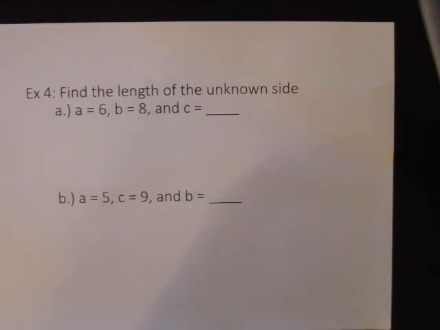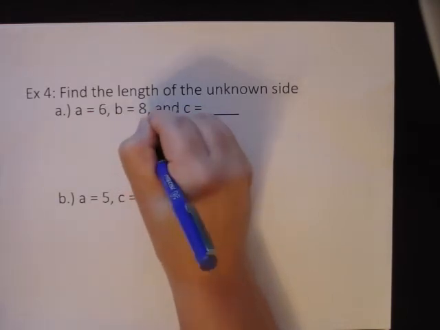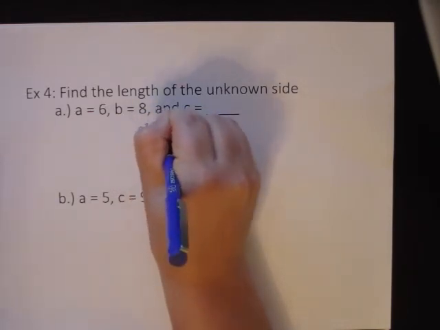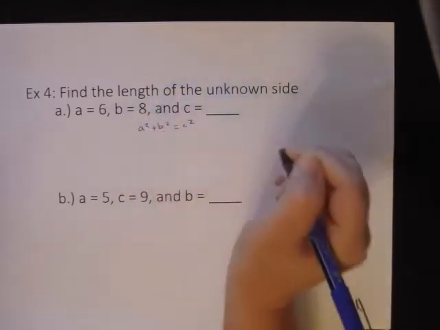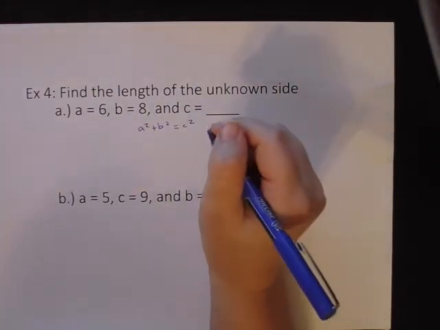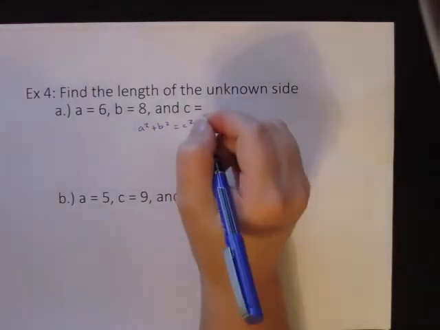Alright, so now what we're going to do is find the length of the unknown side. So we got A equals 6, B equals 8, and C equals blank. So we're trying to find out what our C is, and we're going to use the Pythagorean theorem. In order to do this, we go A squared plus B squared equals C squared. I do expect you to write your formula every single time. I will not give it to you for your test.